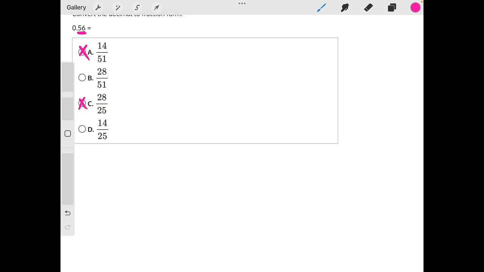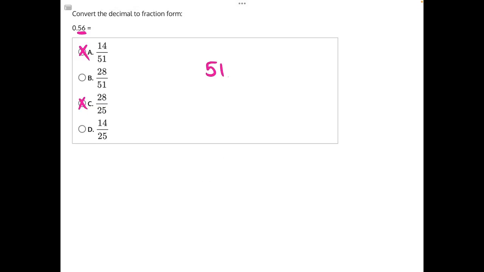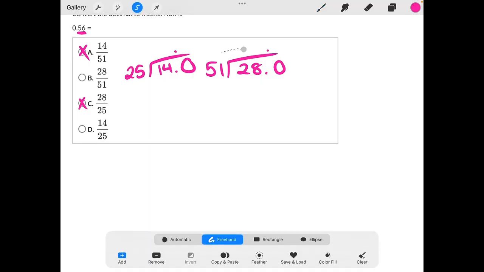If I set up both of these long division problems, we have 51 going into 28. 51 can't go into 28, so we need to add a decimal and add a 0. And then we'll also have 25 going into 14. 25 cannot go into 14, so we must add a decimal and add a 0. So now, I'm going to actually spread these two out.